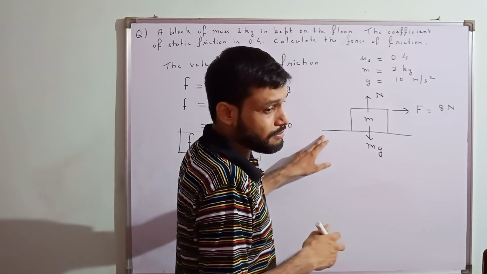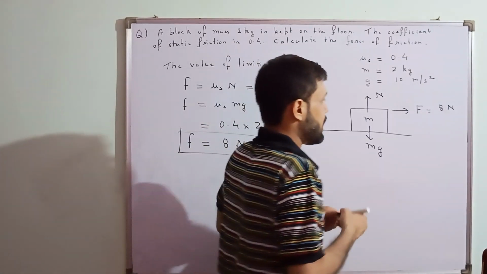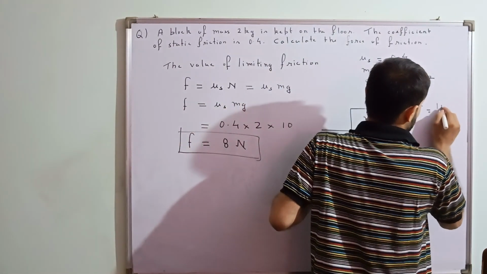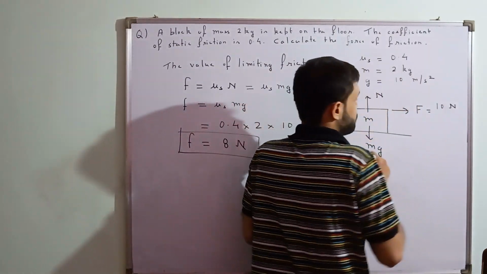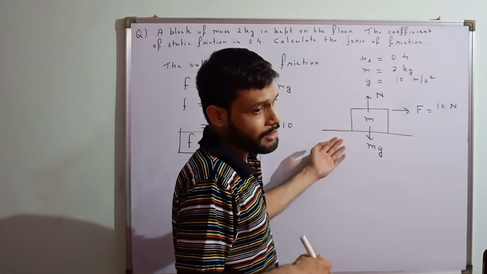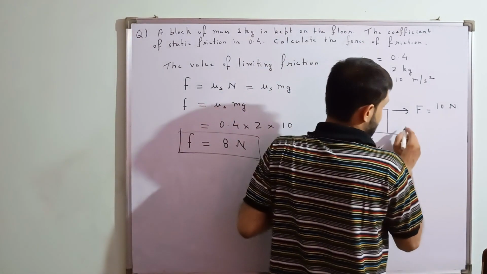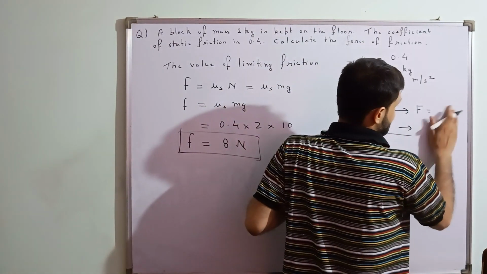Yes, again 8 Newton, because the maximum it can apply is 8 Newton. This is the maximum value of static friction. And if I apply a force of 10 Newton, then what is the value of friction force? Yes, still 8 Newton. Now when I apply 10 Newton, it will start moving. It will start moving with a net force of 2 Newton over here.